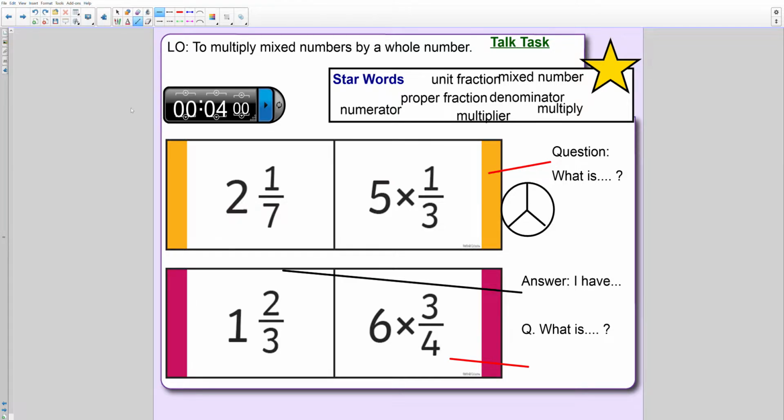We could have 5 lots of that, and of course we'd say things like this is 5/3. And if we had something like this, the answer would be 6 times 3/4 would be 18/4, which of course we can simplify to be 4 and 2/4. And what's that? 4 and 1/2.